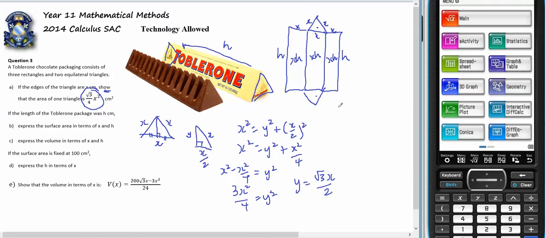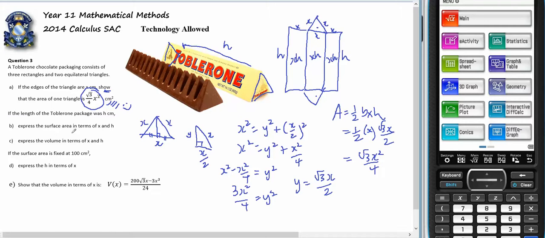So the area of the triangle is a half base times height, which is a half, the base is X, the height is Y, which is root 3 X on 2. Therefore, root 3 X squared on 4 is the area of one triangle, and that's correct.